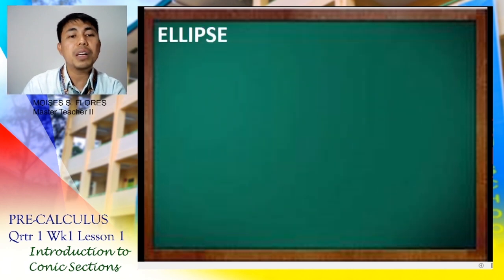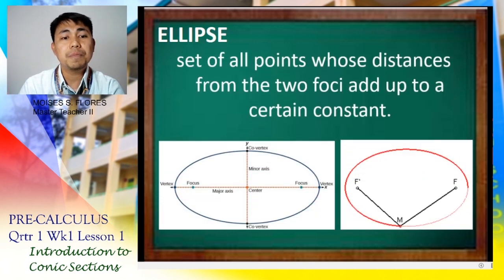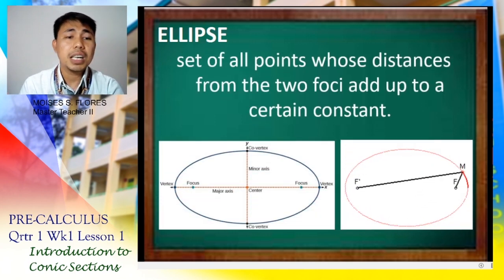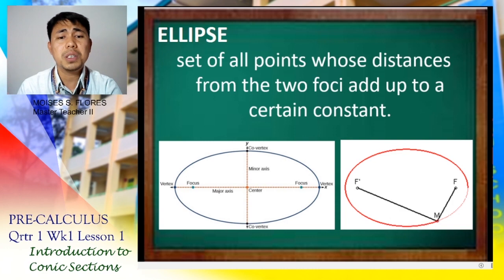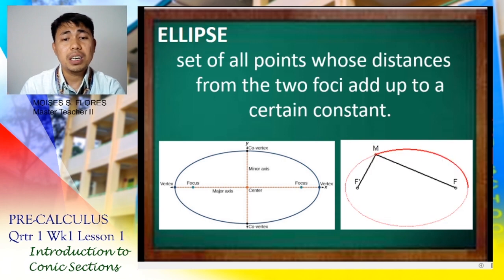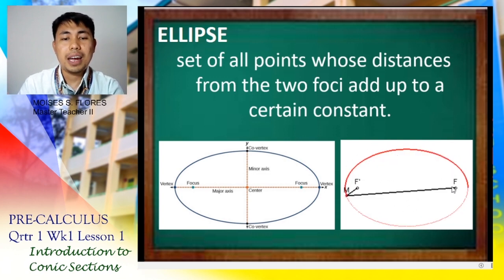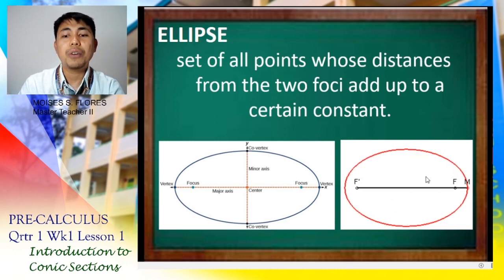Let's formally define what an ellipse is. An ellipse is the set of all points whose distances from the two foci add up to a certain constant. So for an ellipse, we now have two foci, since focus is singular and foci is plural, and there you have this diagram also showing how it is formed or graphed.